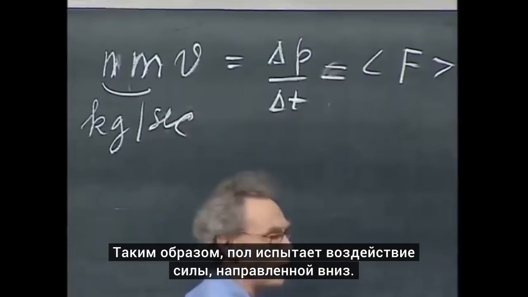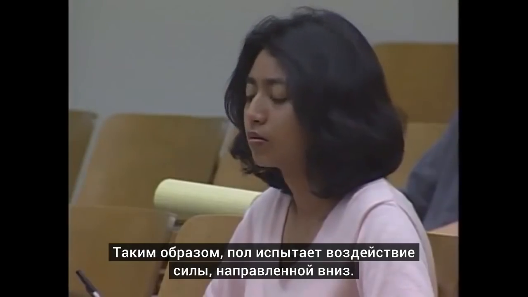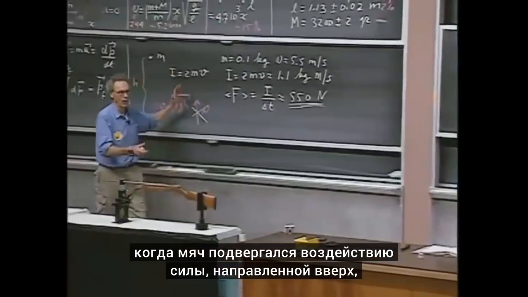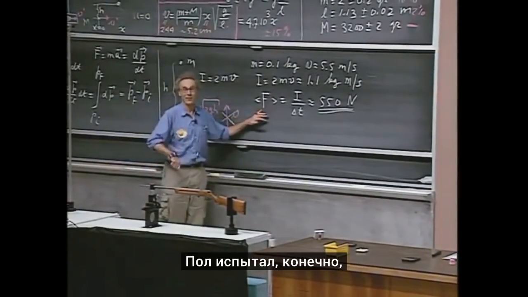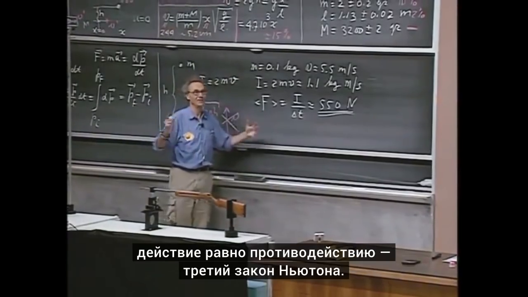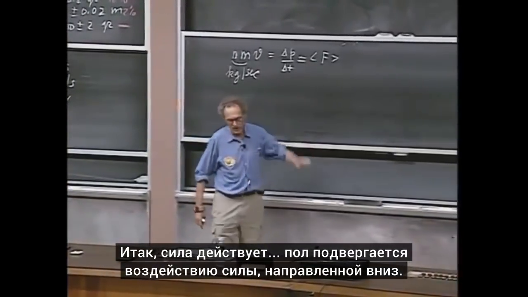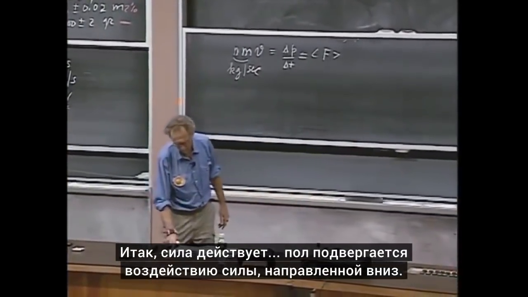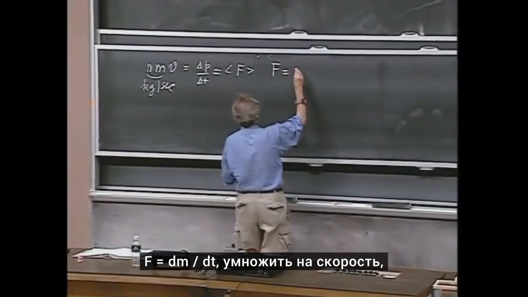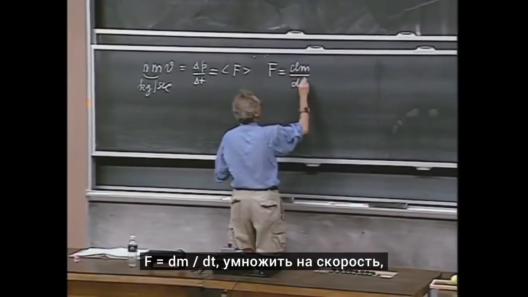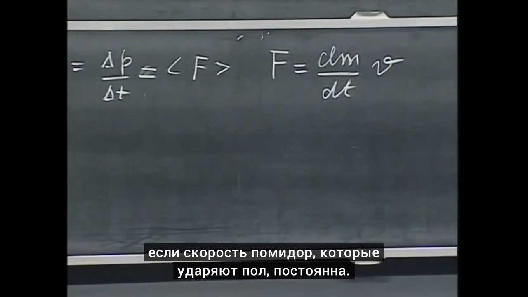So the floor will experience a force in down direction. Of course, that was also the case here. When the ball experienced a force up, which we calculated here, the floor experienced, of course, the same force in down direction. Action equals minus reaction, Newton's third law. So the floor experiences a force in down direction. And I can write it down in a somewhat more civilized form: F equals dm/dt times the velocity, if the velocity of the tomatoes that hit the floor is constant.